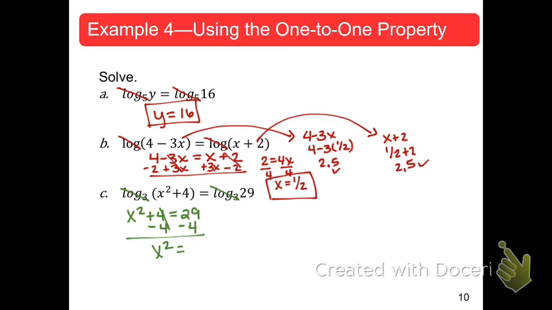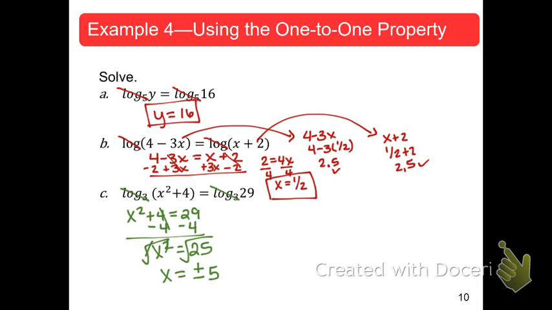So doing that, I get x squared equals 25, take the square root, but you have to be careful on this, because when you take the square root of 25, remember, you get a positive and a negative 5. Knowing this, again, you have to check both of them.